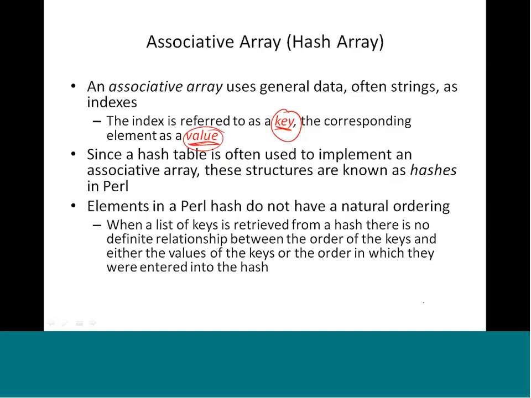A consequence of that is that the elements in the Perl hash do not have any natural ordering. There is no relationship between the keys in the associative array, whereas in a regular array, as you know, the numerical indexes are incremented one at a time, starting from 0. Here there is no definite relationship between the order of the keys and either the values or the order in which they are entered into the hash. We just enter values, and they can be attached anywhere. I will show you some examples of how we add and delete objects from the hash.